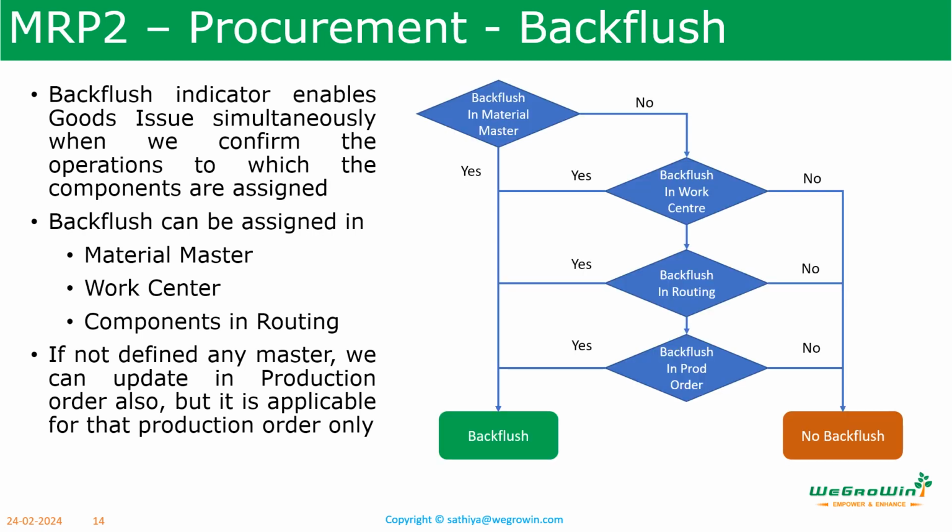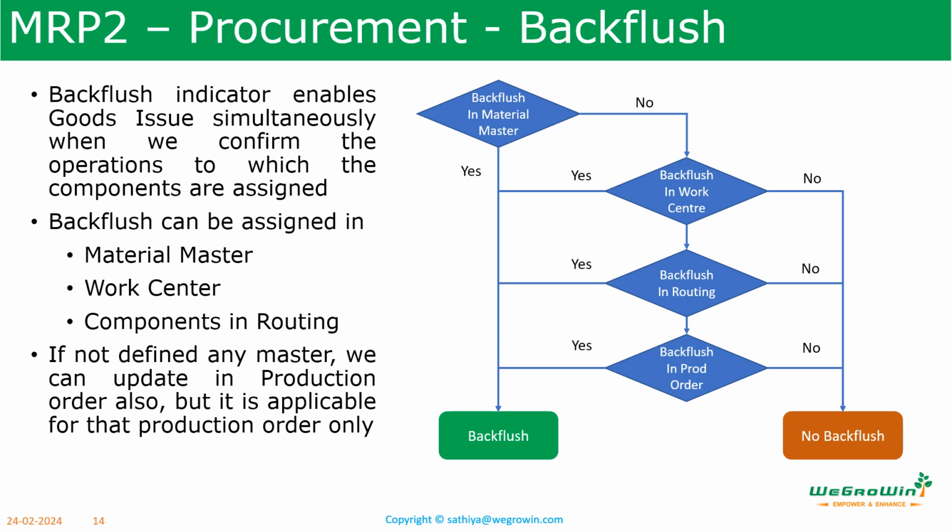Okay, so just to have an overview of how the backflush is working. If the backflush is indicated in material master, yes, backflush will happen automatically. If it is not in material master, but backflush is defined in the work center, backflush will happen. If not, no. Then if the backflush is defined in routing, yes, backflush will happen, otherwise no. Then backflush in the production order also. So various places we can keep it depending on the situation.